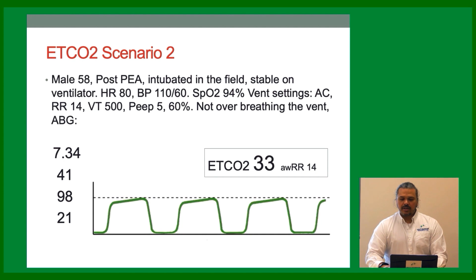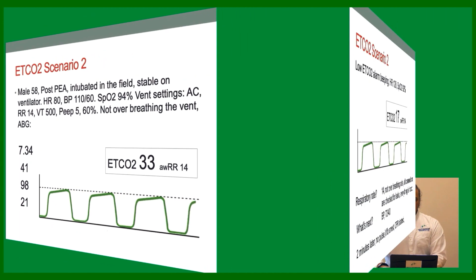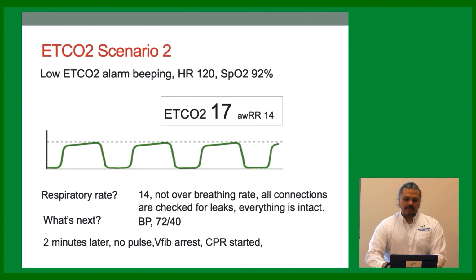So we check all connections, make sure they're intact, make sure there are no leaks, and we determine that it's not respiratory. What else could it be? What's going to make his end-tidal drop like that? Circulation, right? So what's next? Blood pressure. We check the blood pressure, 72 over 40. Two minutes later, no pulse, PEA. CPR started, and that keyed us off into this code, because that end-tidal alarm went off before the blood pressure cuff fired.